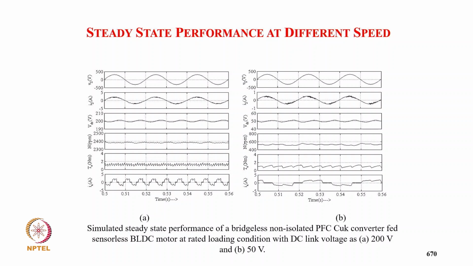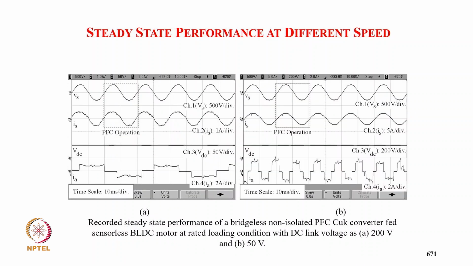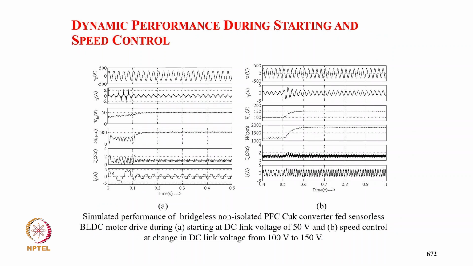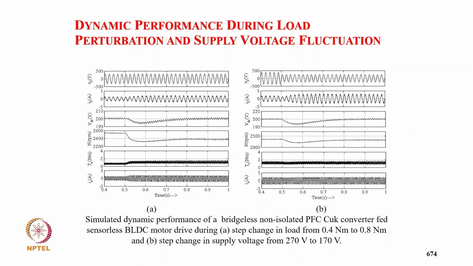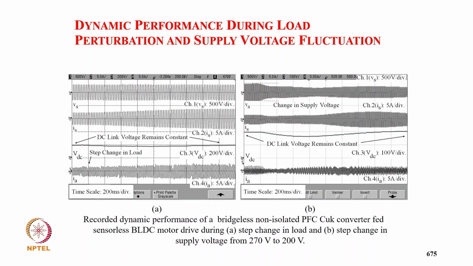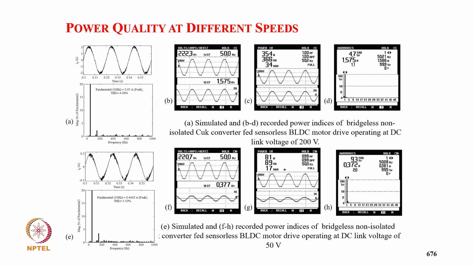There is a simulated performance with the 200 volt DC link, and the input current is almost sinusoidal and in phase with the supply voltage, and DC link voltage, speed, torque, and winding current, and the experimental result corresponding to 50 volt and 200 volt. So the supply voltage, supply current, DC link voltage, and winding current, and the starting at 50 volt, 100 to 150 DC link, experimental performance for starting as well as speed control. The DC link voltage, the load change and the supply voltage change, and experimental performance for load change and supply voltage change, and the power quality performance.